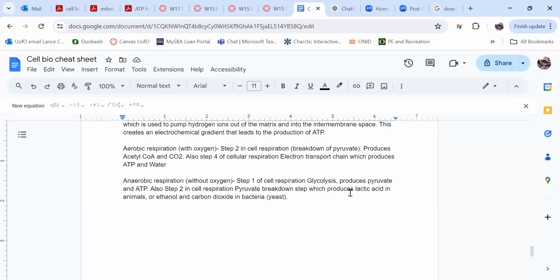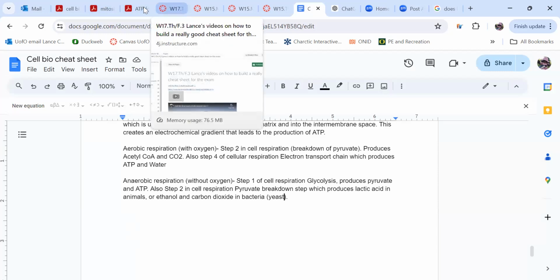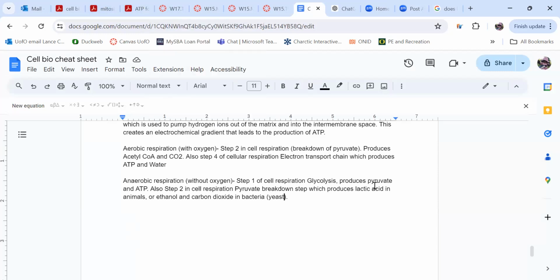And in animals, we know that it produces lactic acid. And then glycolysis produces pyruvate and ATP, right? And that's step 1 of cellular respiration. It's also the anaerobic step. And this is going to happen to anything that does glycolysis. That's just what glycolysis is.